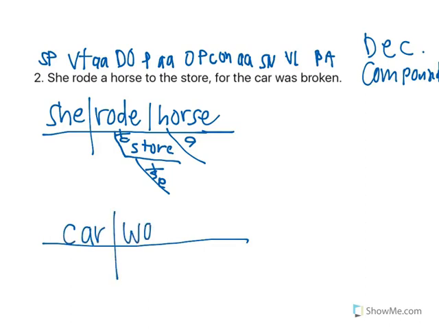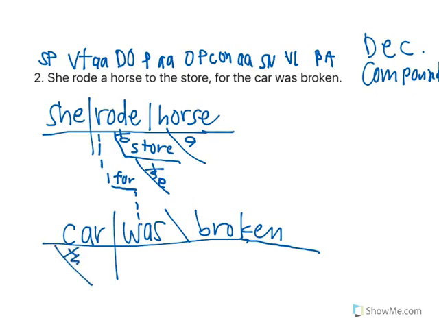Car was broken. And we're going to connect it in just the same way, okay? Okay, so it's going to look just like this. Hopefully yours is a little cleaner looking. And the word for. She rode a horse to the store, for the car was broken.